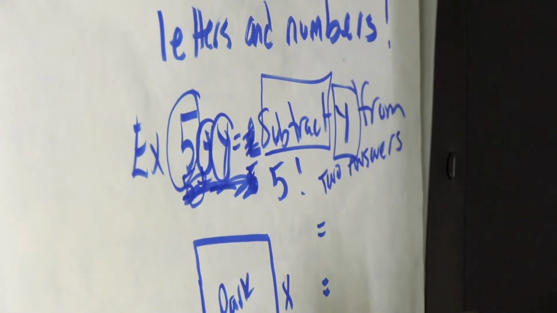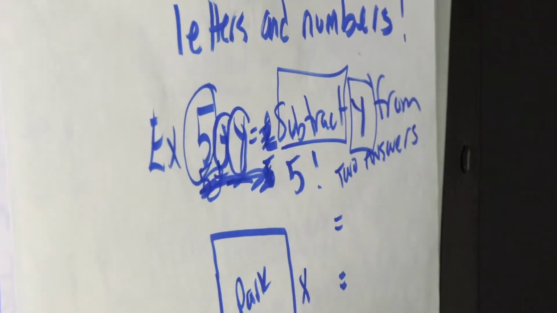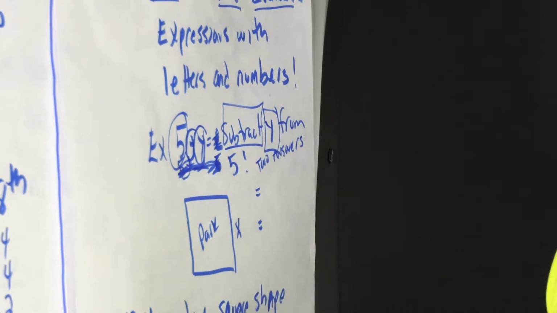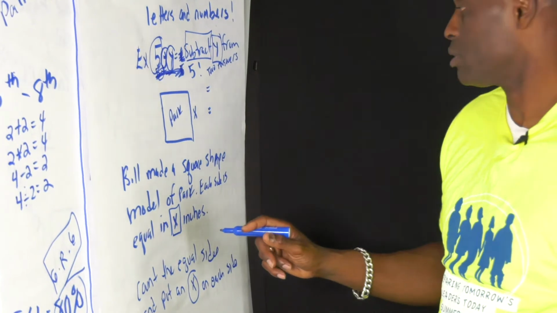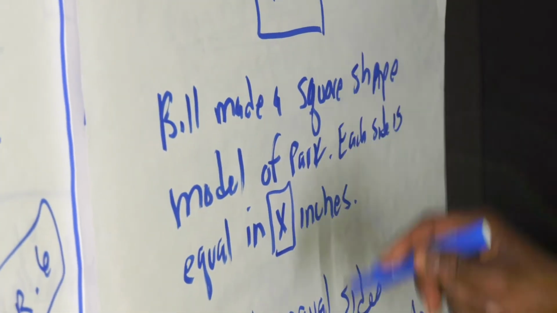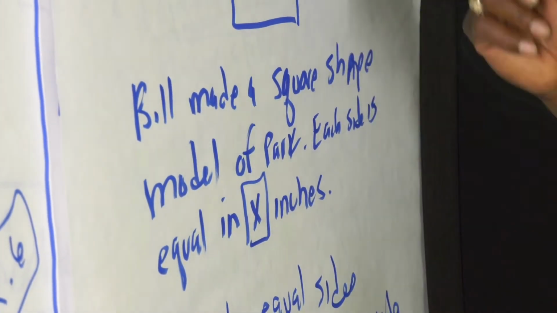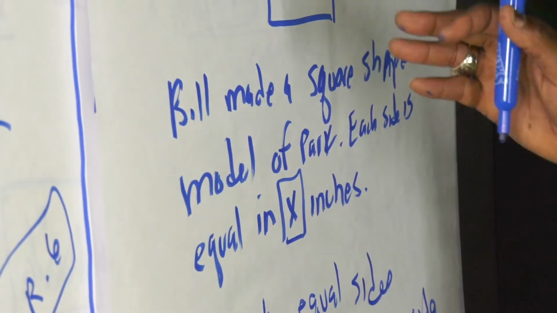a statement. But also, how do we use them when you get word problems? So here's an example of a word problem where you're dealing with expressions, letters, and numbers. Bill made a square-shaped model of the park near his house. Each side is equal to x inches. So we know that x represents an unknown value of inches. How can we rewrite this? How can we write this as an expression? Or how can we go about solving it?